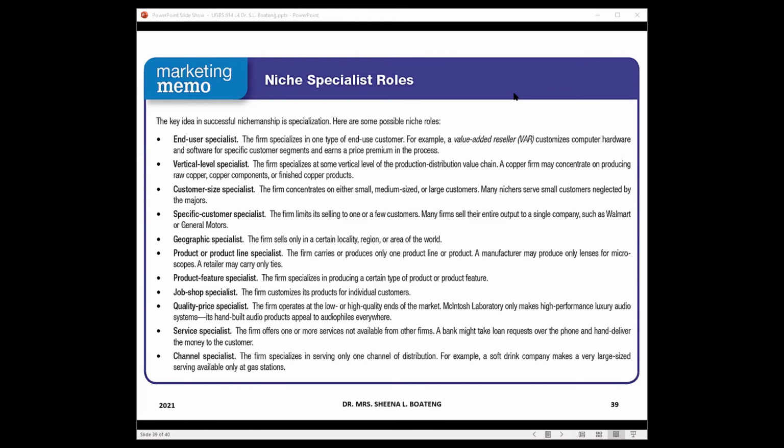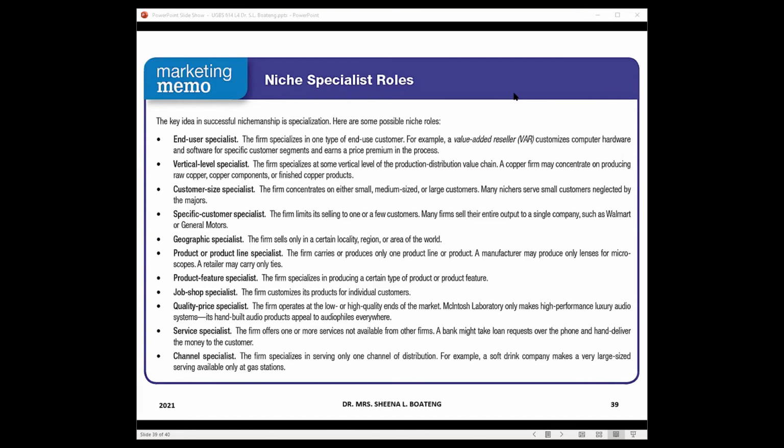Awesome. Good. So there are several niche specialist roles, right? We can talk about the end user specialists, and these are the firms that generally specialize in one type of end use customer. A typical example is the value-added resellers who customize computer hardware and software for specific customer segments, and then they earn a premium in the process.